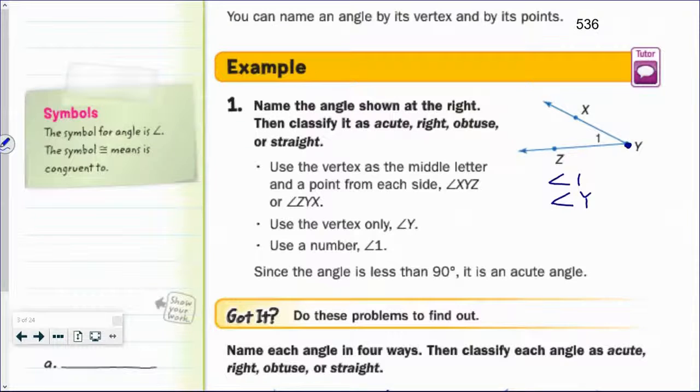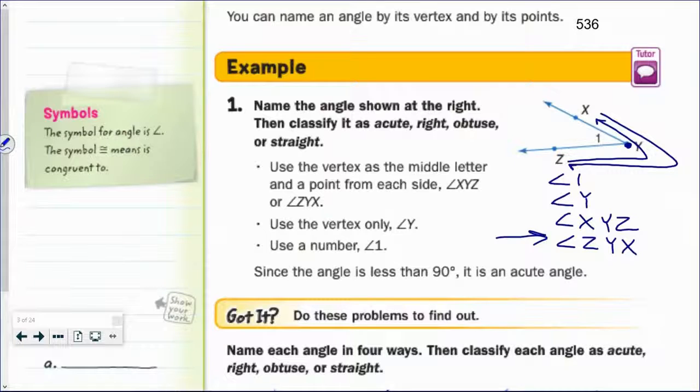But the most common way that you're going to see angles named when they're inside of shapes is by 3 points. You can call this angle X, Y, Z, or you can call it angle Z, Y, X. If you notice, the Y is in the center of both of these two names. That's because you must put the vertex letter in the center. So that should allow you to tell what kind of angle this is. Well, it's less than a 90-degree angle, so therefore it is an acute angle.